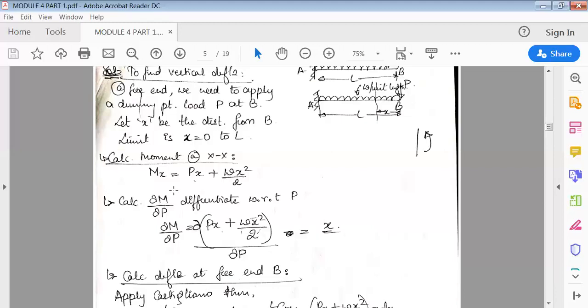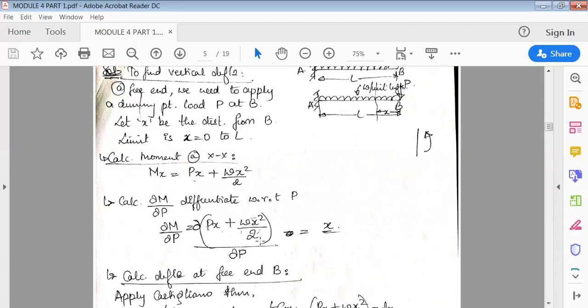Now to apply it in the formula, we need to differentiate this. So ∂M/∂P: differentiate M with respect to P. So I'll write ∂/∂P as it is, and only the moment I'll put in the bracket. So it is P into x plus w x square by 2.